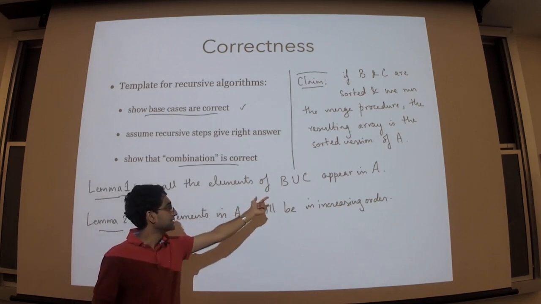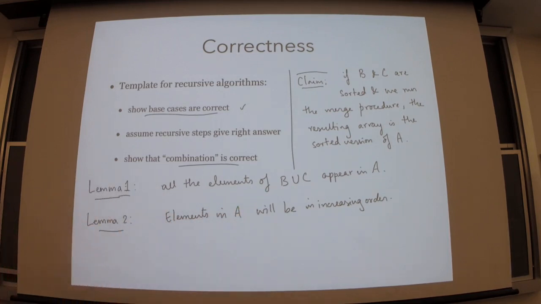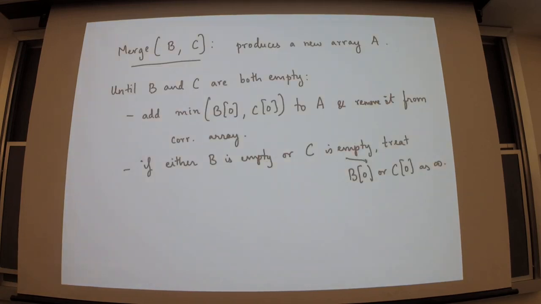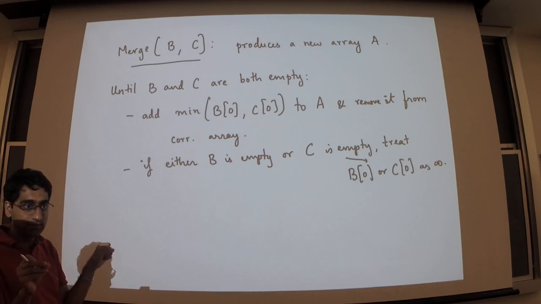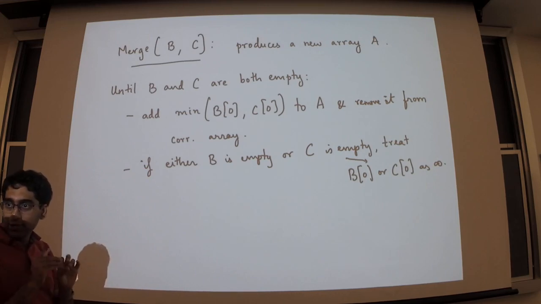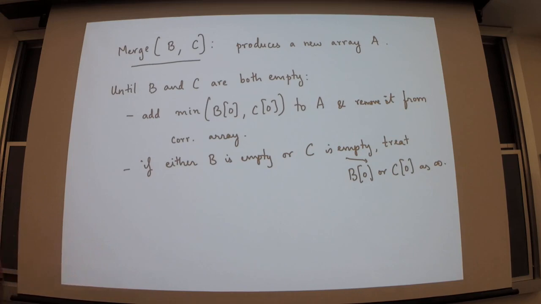Firstly, why do all the elements of B union C appear? By doing an induction to show that the lists become one smaller every time. So you can do this by induction. Ultimately, you can just observe that you're running this procedure until B and C are both empty. Each time you're adding precisely one element from B or one element of C to A, and you're removing that element from the corresponding array. So it's never going to appear again.